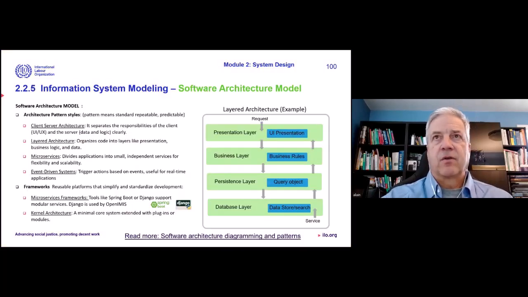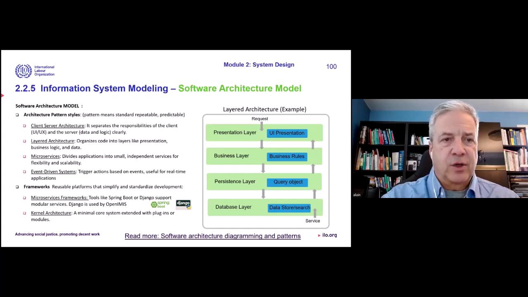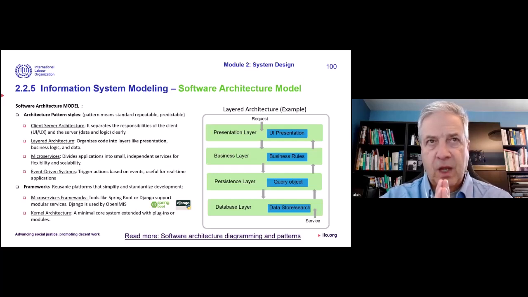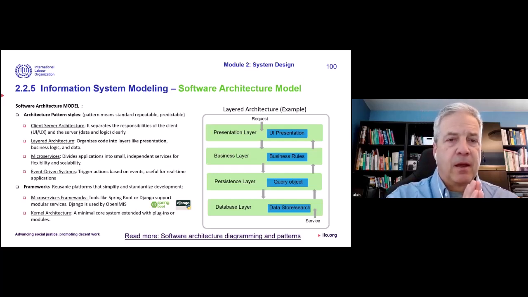Now let's talk about the software architecture model. This is just to give you an idea of what's under the hood, so to speak. When you're doing systems, you need to describe the functions, the data, the process, but you also need an idea of the infrastructure. And for the infrastructure, we have the software infrastructure and the hardware infrastructure.